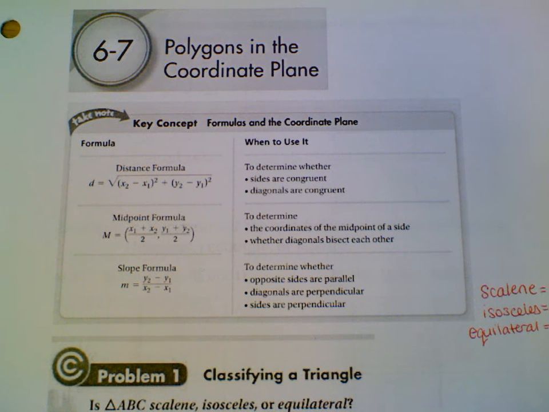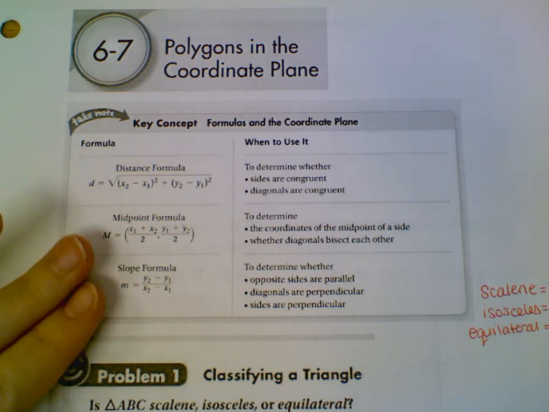Section 6.7 is about polygons in the coordinate plane. You will be identifying what kind of triangle or what kind of quadrilateral you have created after you've plotted some points. You may need to use some of these formulas.